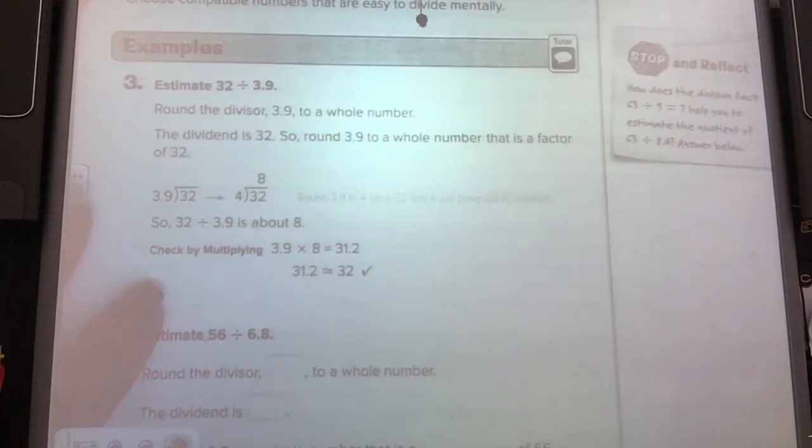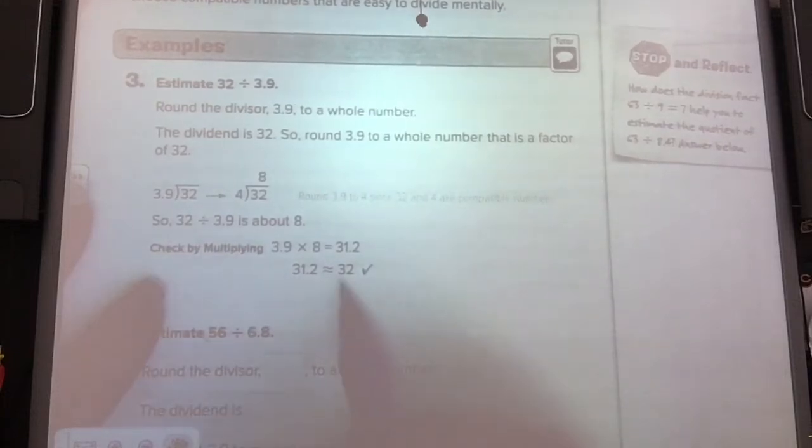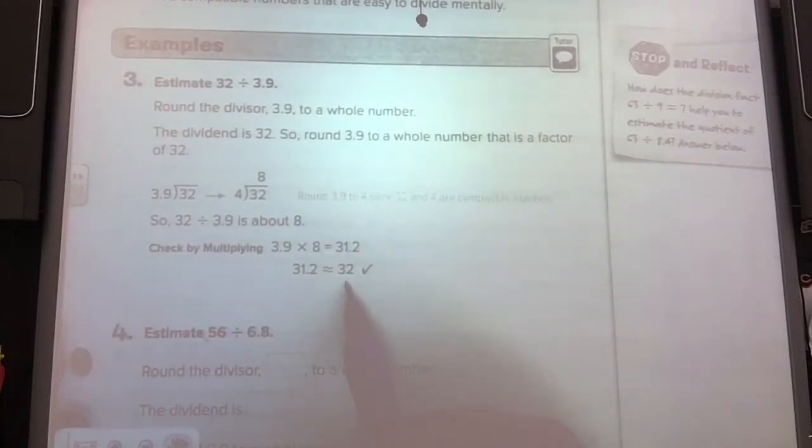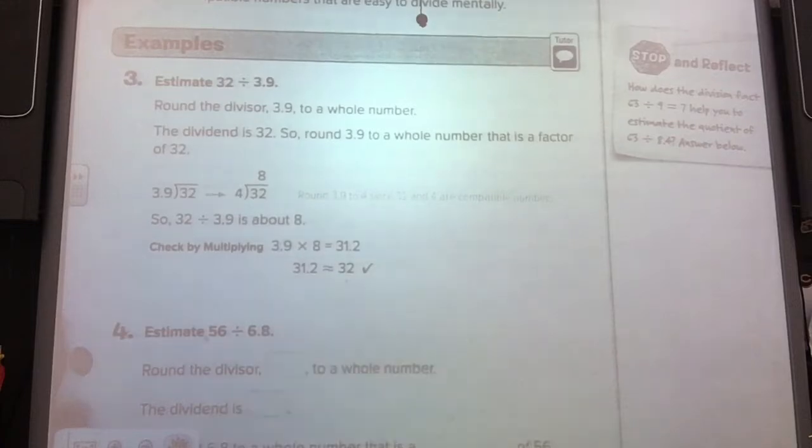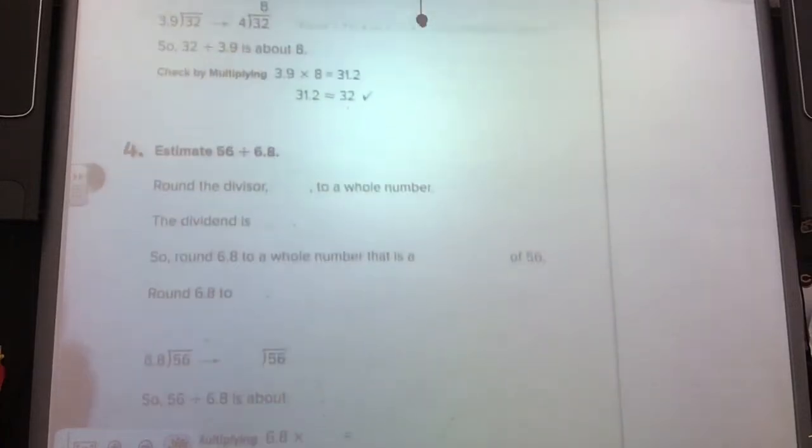You can check by multiplying. If you want to check your answer, take 3.9 times 8, and you would get 31.2. And is that really close to 32? Sure. So you know it's correct. All right, the next one they have is filling in the blanks.